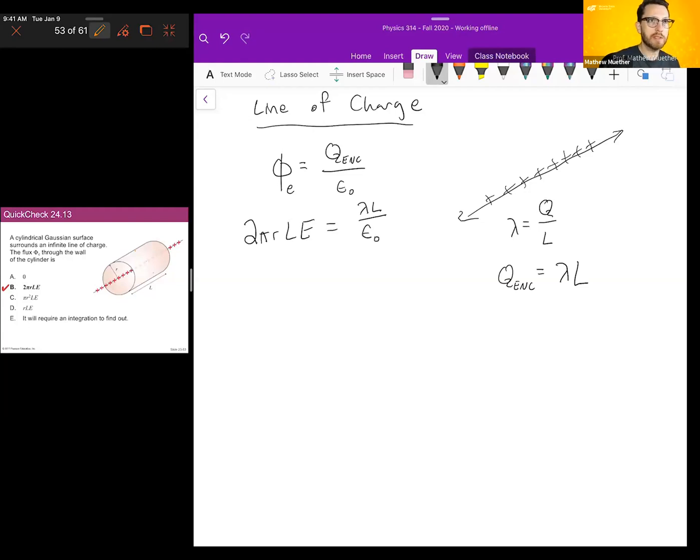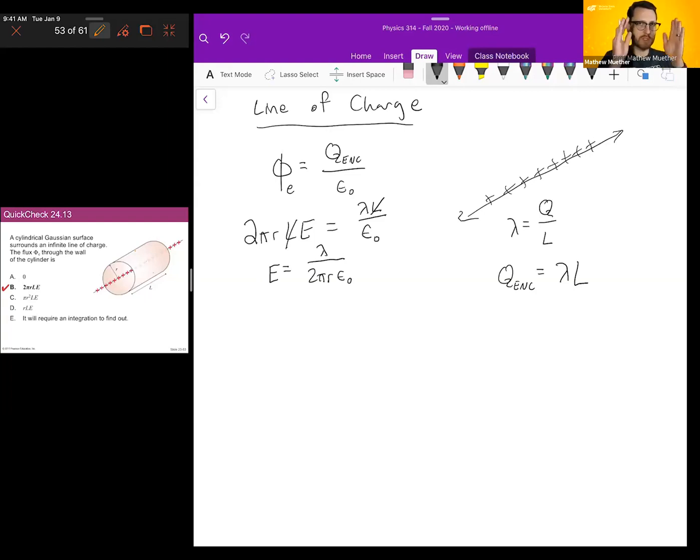And now I'm just going to solve this for the electric field. I notice that the L's cancel out of this, and I get something that just tells me that the electric field is equal to the linear charge density over 2 pi r epsilon naught. Okay. Again, this is just the exact same relationship that we found back in the previous chapter using the superposition principle.